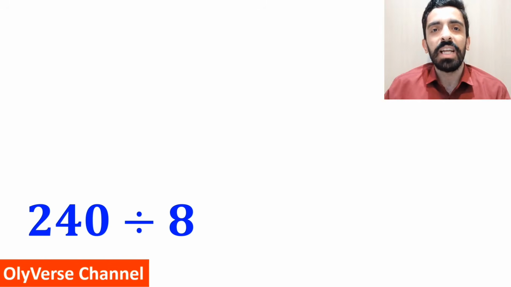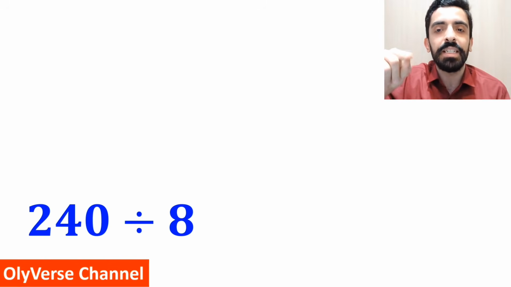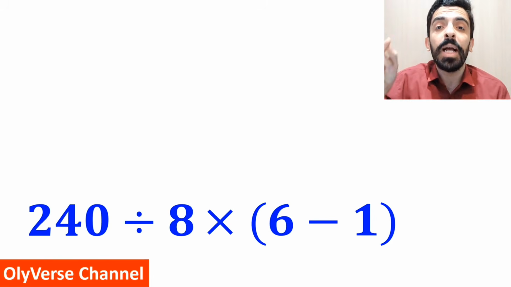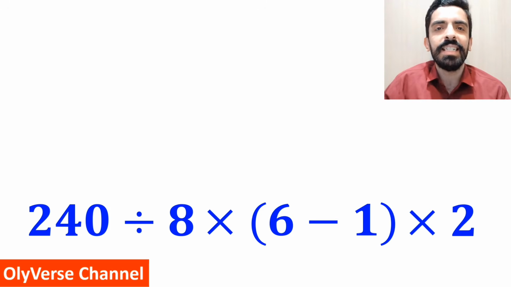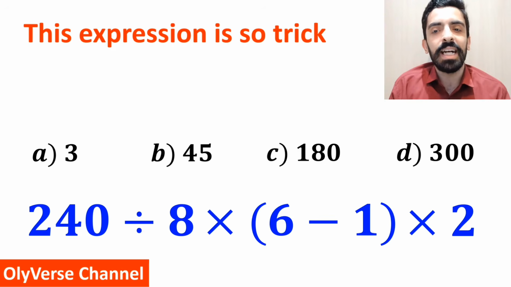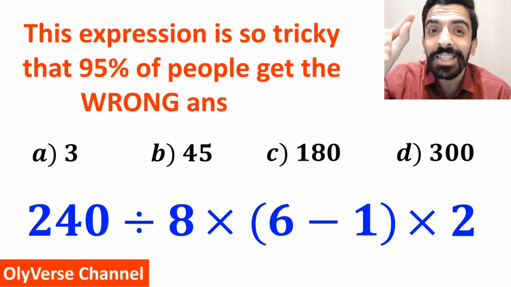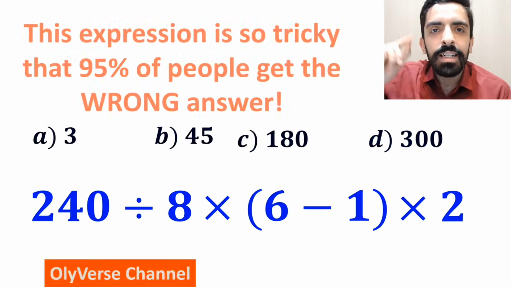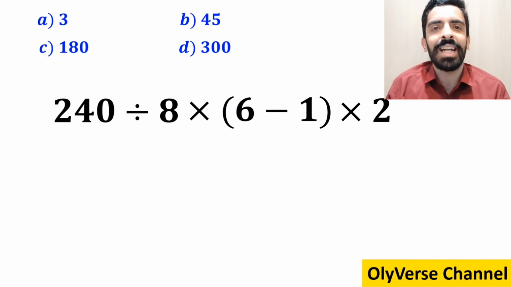What is the value of the expression 240 divided by 8 multiplied by (6 minus 1) and multiplied by 2? Which option do you think is the correct answer to this question? This expression is so tricky that 95% of people get the wrong answer. Let's go step by step and solve it together.